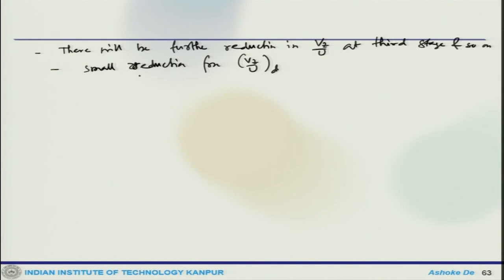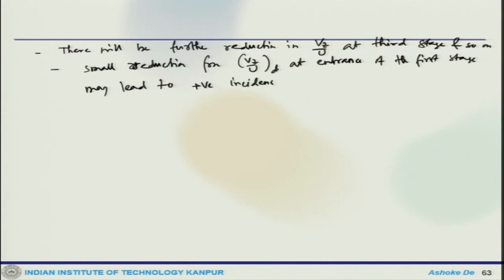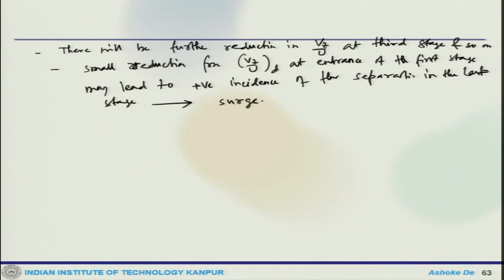So, a small reduction from Vz by u design at the entrance of the first stage may lead to positive incidence of flow separation in the last stage. Okay. So, this is where the compressor goes to surge. So, there is a high negative pressure gradient.